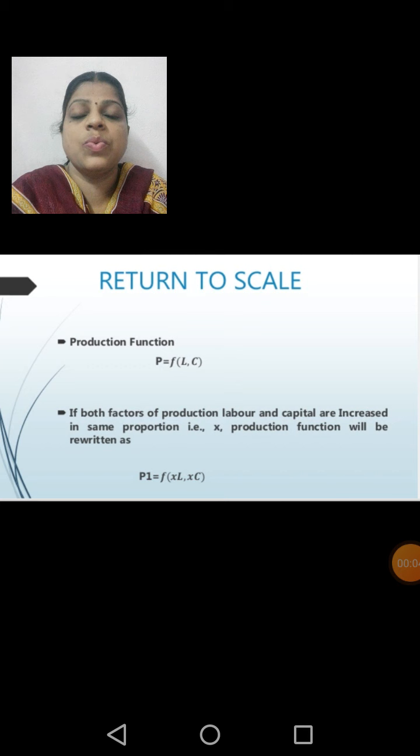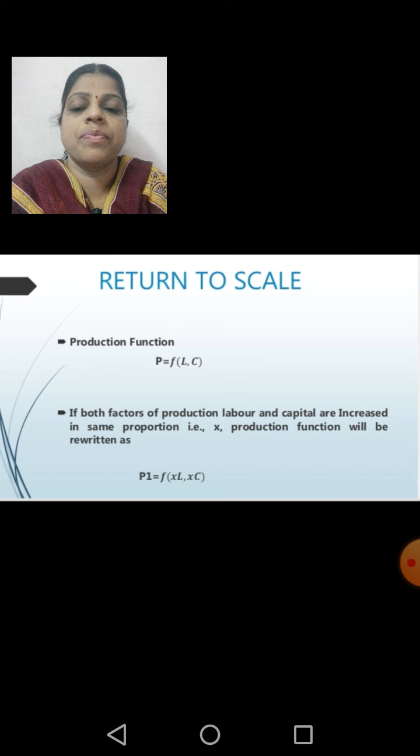In this module, we'll discuss the long run production function. So far, we have discussed the short run production function, which is known as the law of variable proportions. Here, the long run production function is named returns to scale. So the function is given as production function P equals f of L, C.